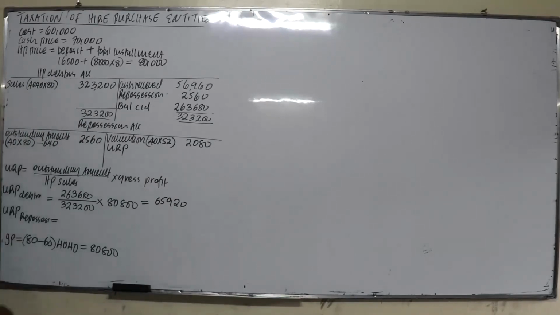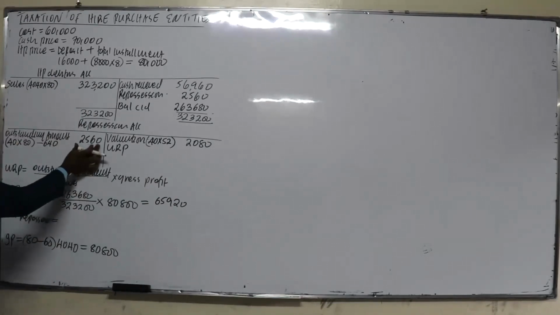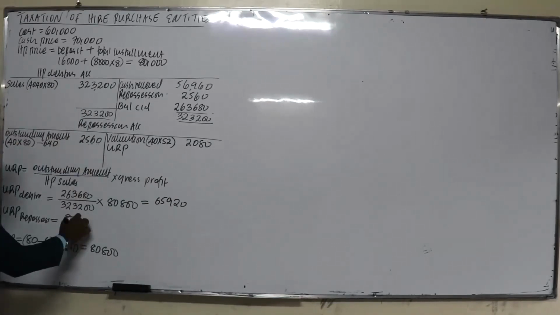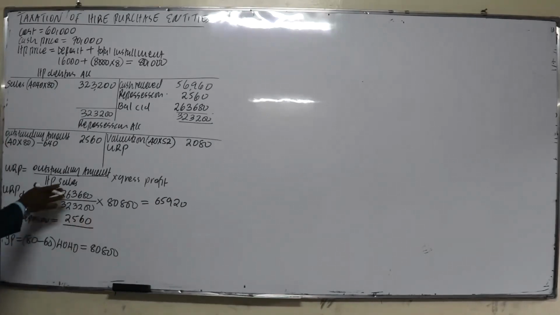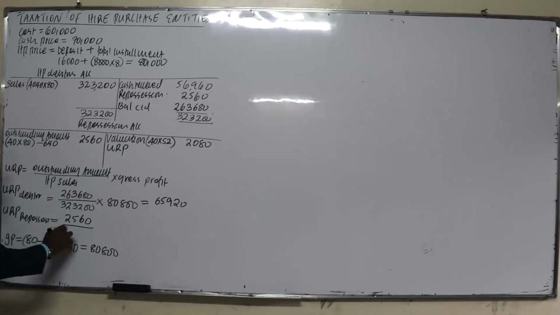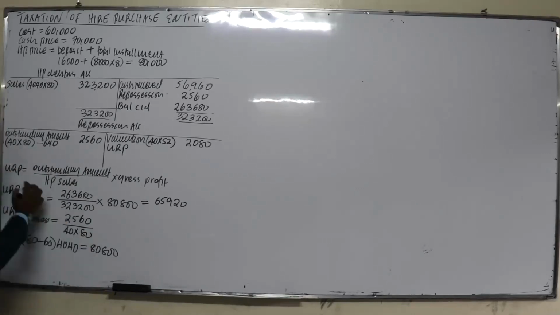Hire purchase. On repossession, we do the same. The formula is the same. You take the outstanding amount. So on repossession, this was the outstanding amount, 2560. You divide by the hire purchase sales. How much was the sales? This was the sales. You had sold 40 units each at 80. So get the hire purchase sales on the repossessed goods. Then you multiply by the gross profit.